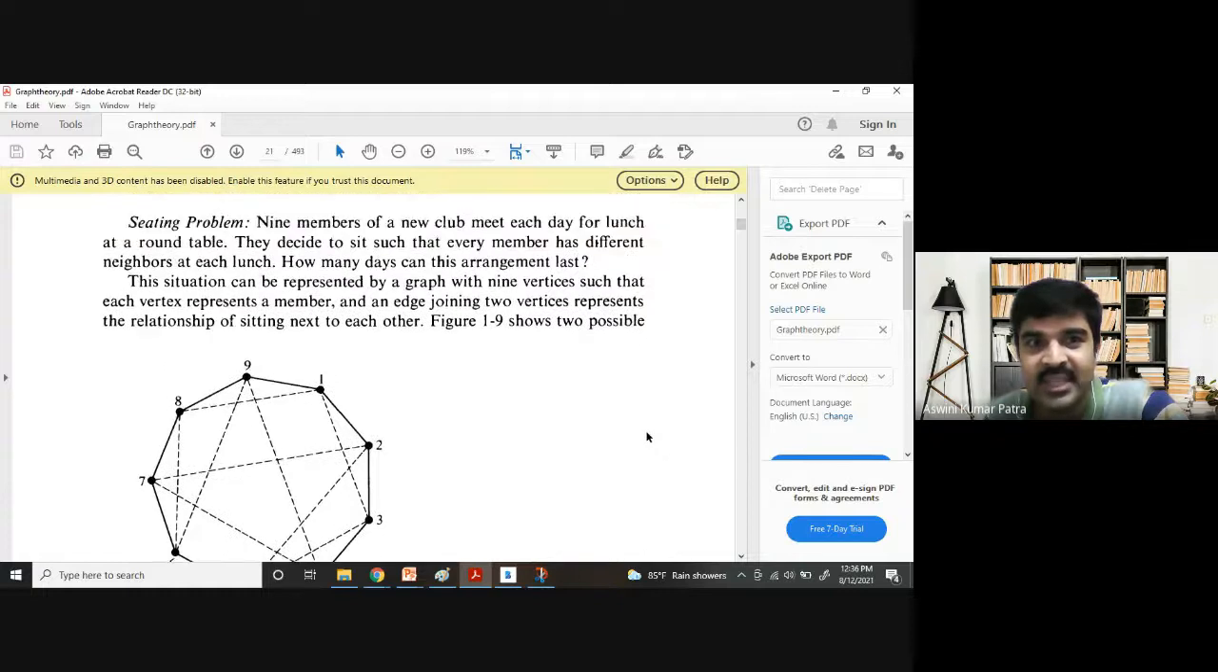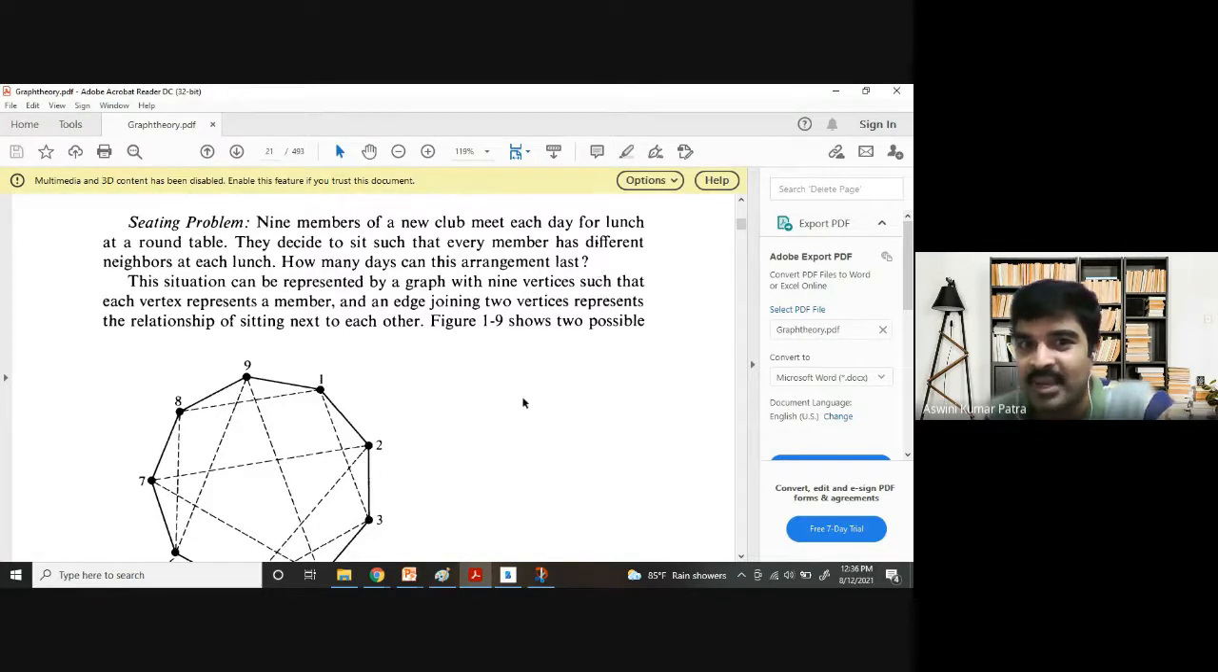So the game is the sitting problem. 9 members of a new club meet each day for lunch at a round table. They decide to sit such that every member has different neighbors at each lunch. So how many days can this arrangement last?